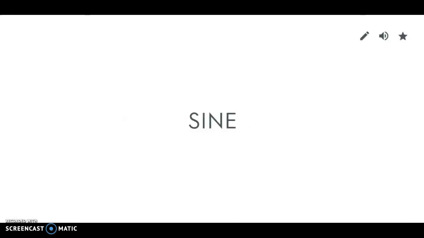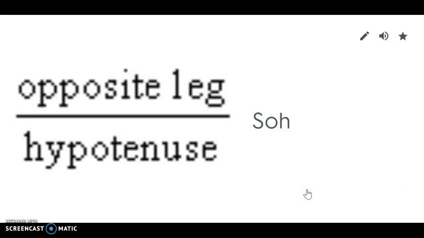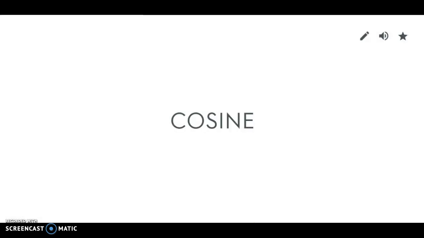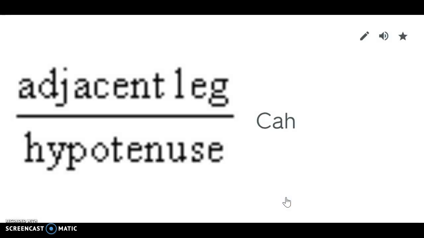The next one we have is sine. Sine is opposite over hypotenuse, SOH. And then the last one is cosine, which is adjacent over hypotenuse, so CAH.